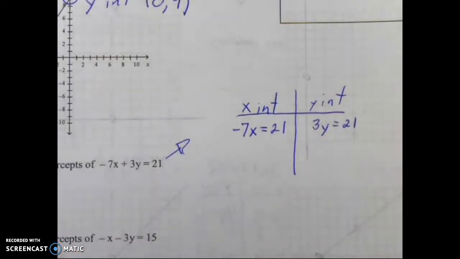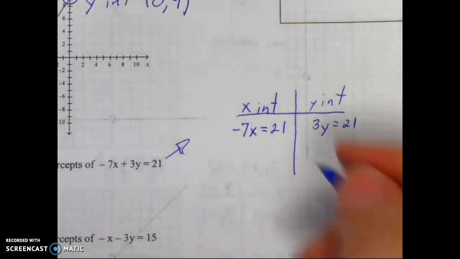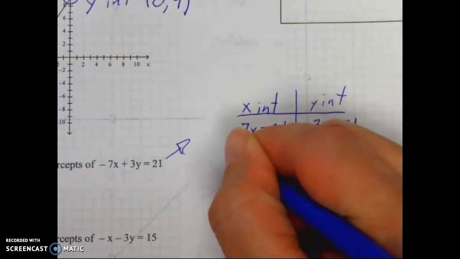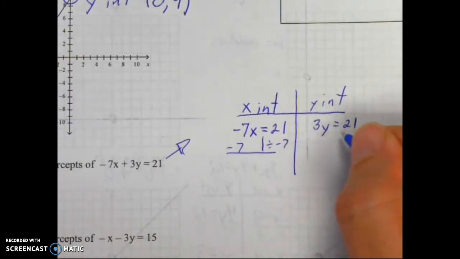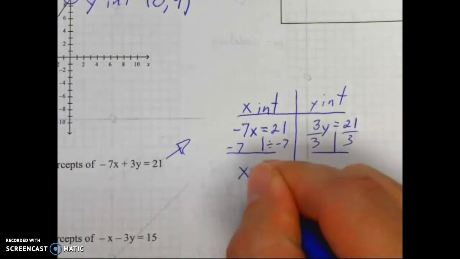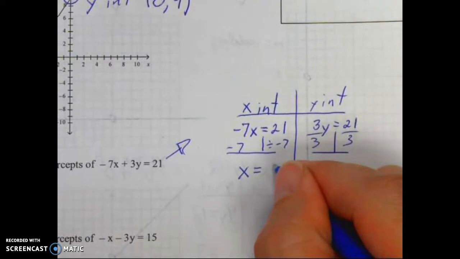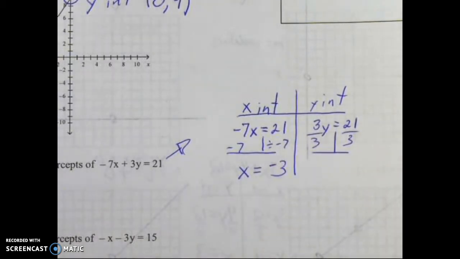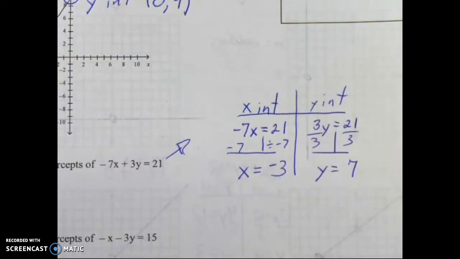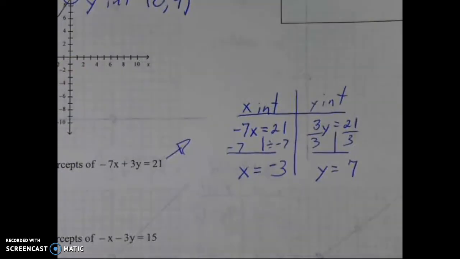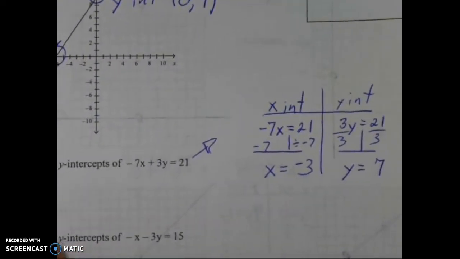Now, nice and easy. So you should have that copied down. Divide this one by negative 7. So we're dividing by negative 7, and on this side we're dividing by 3. So what is my x-intercept on this one? Be careful. It's negative 7, so it's going to be a negative 3. That's my x-intercept. My y-intercept is going to be 7. So make sure you write these up there in your answer. The x-intercept is negative 3, and the y-intercept is positive 7. Pretty easy if you understand what intercepts are.